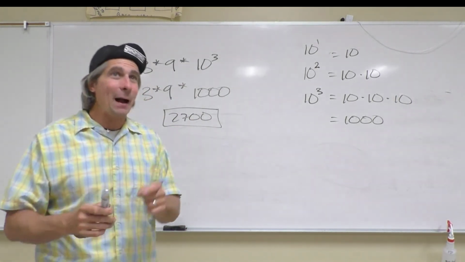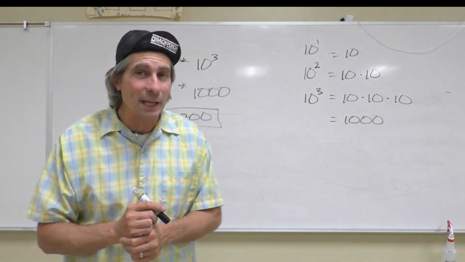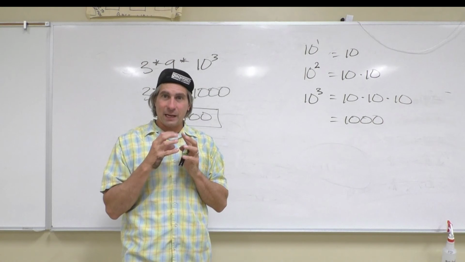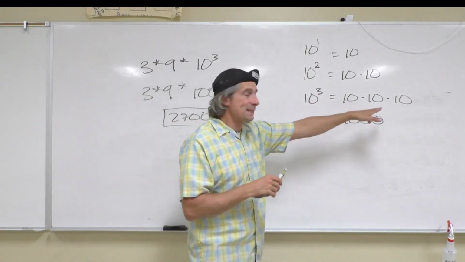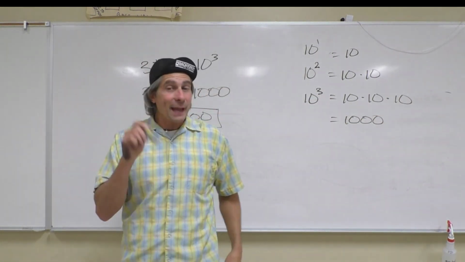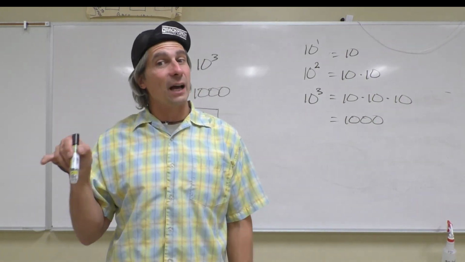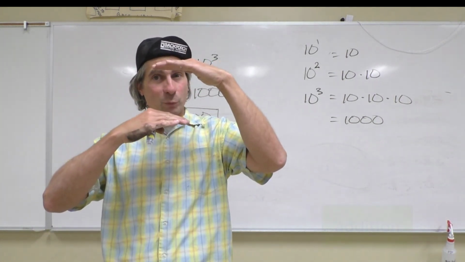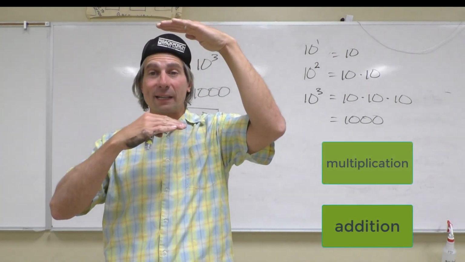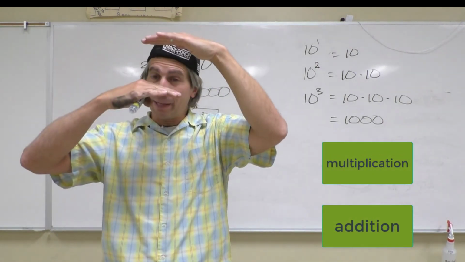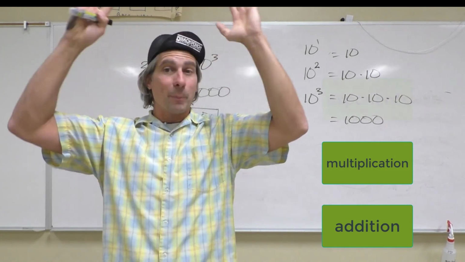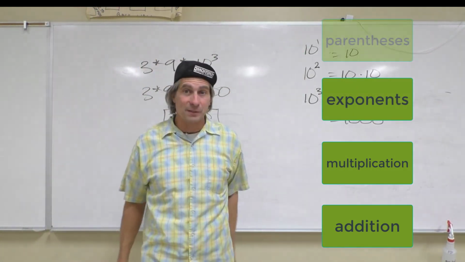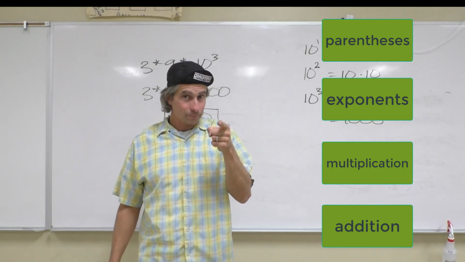Because if you think about it, they are multiplication, but they're a more concise version of multiplication. When you see 10 cubed, it means 10 times 10 times 10. Just like multiplication is a more concise version of addition. That's why multiplication sits on top of addition. Well, exponents are a more concise expression of multiplication, so they sit on top of multiplication. Parentheses are their own thing. They are their own monster. They sit up there all by themselves. Okay so far? All right, let's do some more.